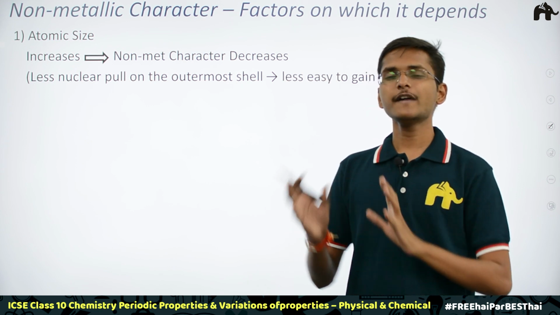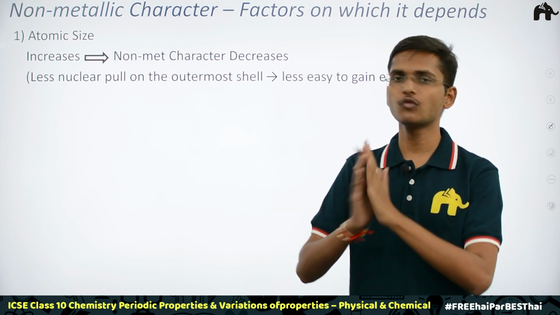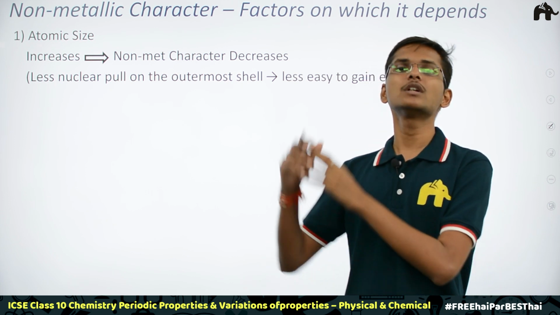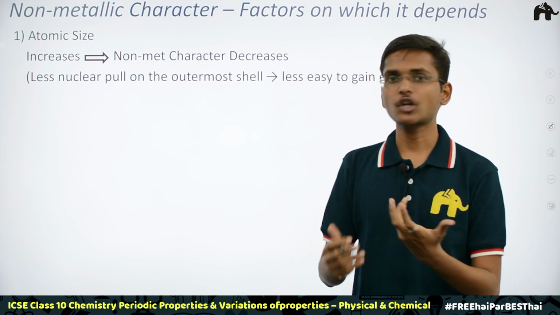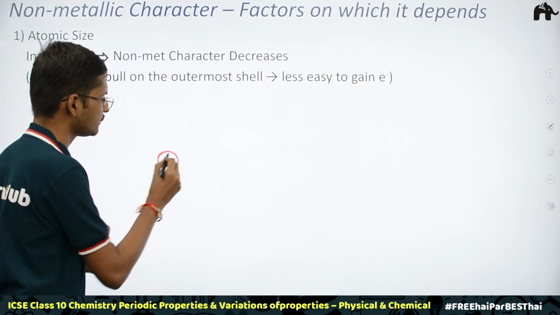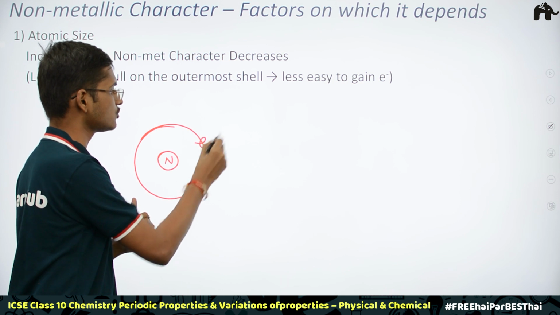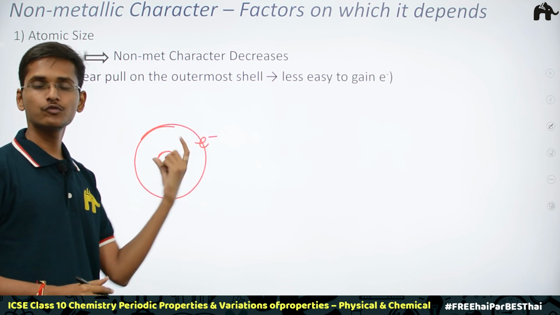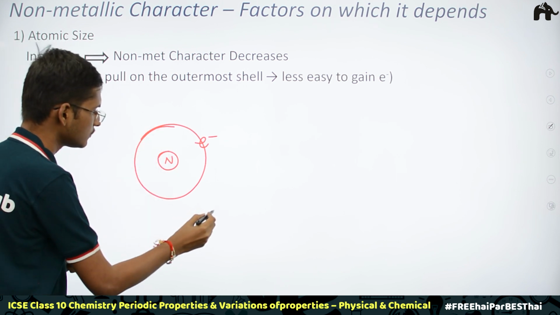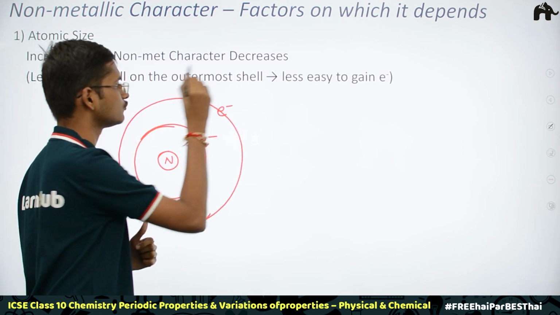Now let's see on which factors non-metallic character depends. First is atomic size, second is nuclear charge. It won't change, for all the periodic properties it remains the same. Now we are going to see what happens to non-metallic character when atomic size increases. First let's take this atom. This is the nucleus of that atom, this is the outermost shell, and this is the outermost electron. The nucleus pulls this electron with some attractive force. Now we increase the size of the atom. This is the outermost shell, this is the outermost electron.